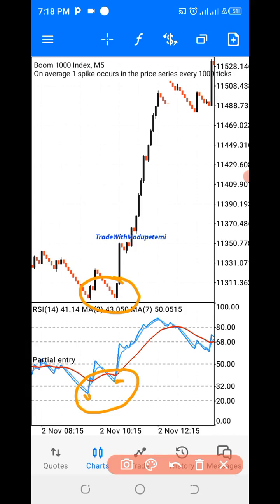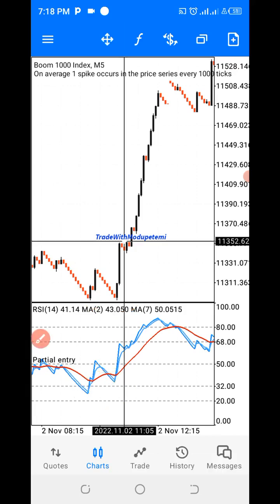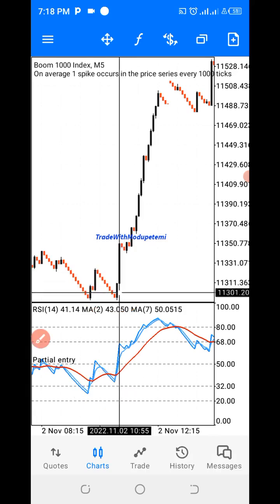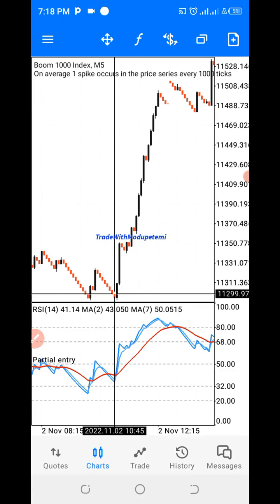You can see a very perfect one. The moment you have this first spike here, you can actually enter here. You can see the first spike, right? That was what confirmed the second W for you.